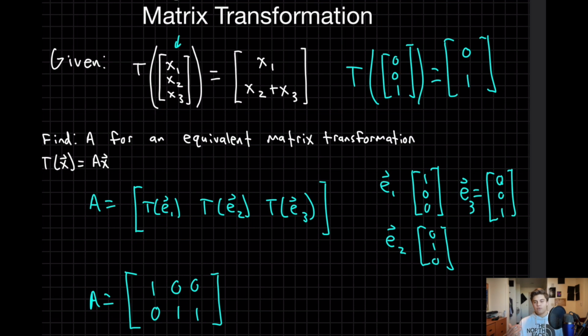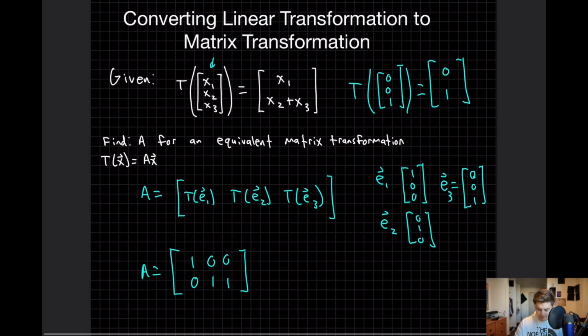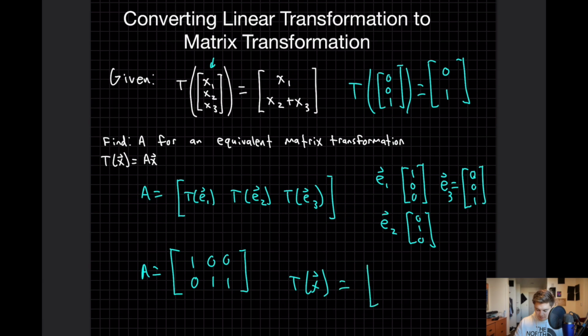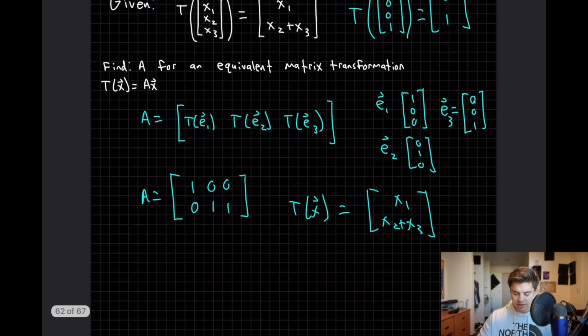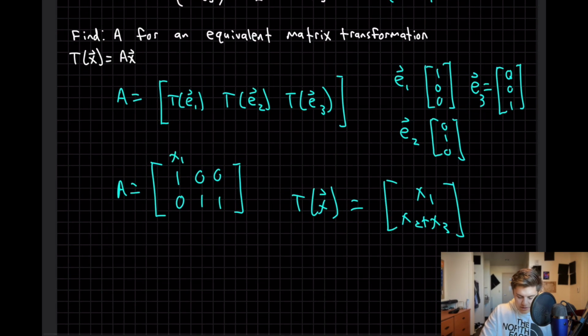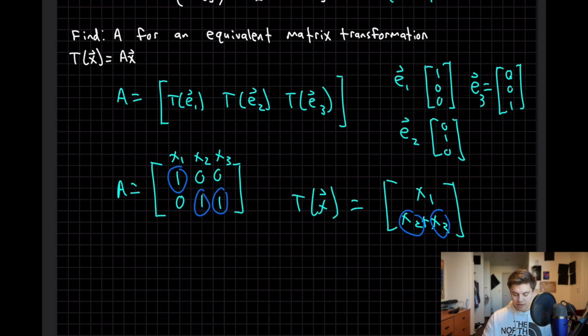Now, instead of transforming the standard basis vectors every time, there's a trick that you can notice. We notice that the transformation T of x equals x1 and then x2 plus x3. What do you notice about this? This is x1, x2, and x3. In the top row, all you get is this x1 variable right here. In the bottom row, you have x2 and x3, and you just plug in ones for those.